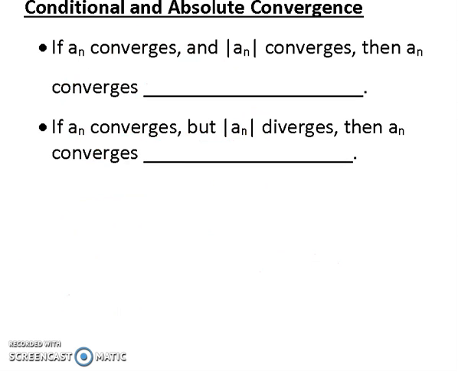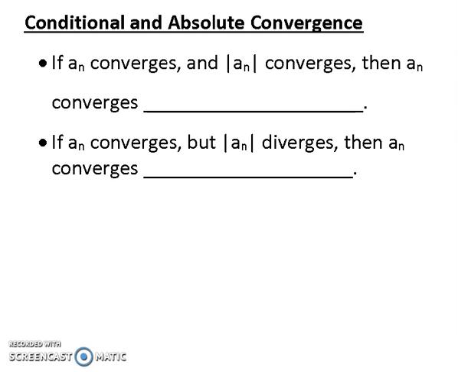Now, if you do have an alternating series and you determine that it converges, we actually have 2 types of convergence for alternating series. We have conditional convergence and we have absolute convergence. Absolute convergence means that not only does our a sub n series converge, but the absolute value of it, or the b sub n series that we were looking at, also converges. So we would say a sub n converges absolutely in that situation.